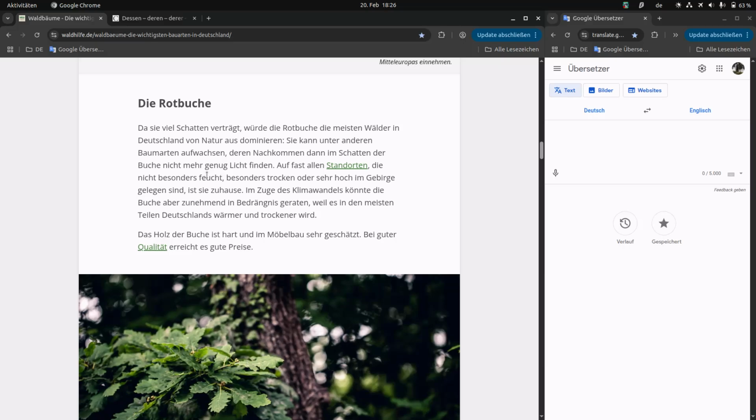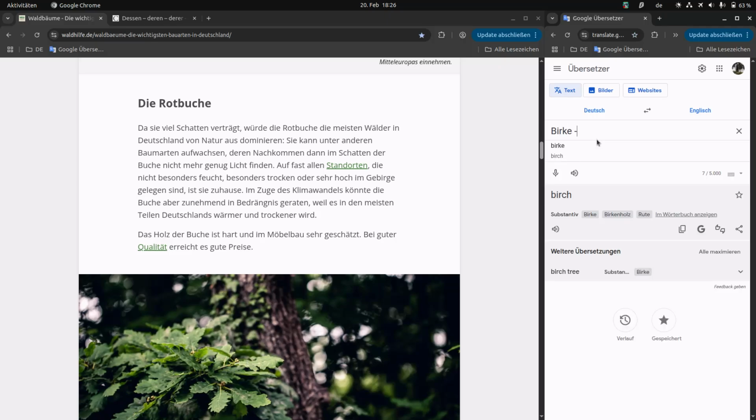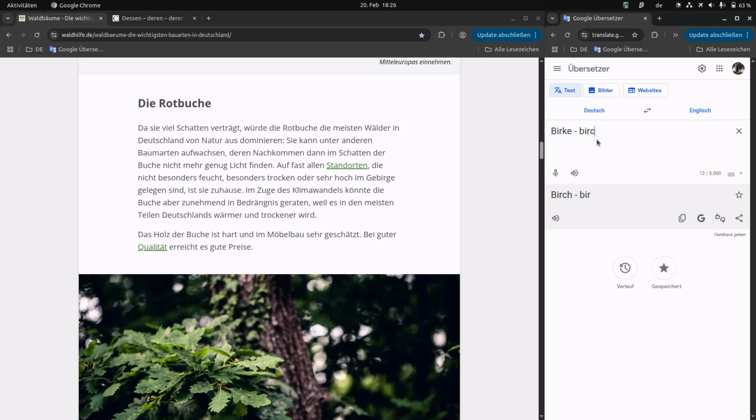beech in this case. Not to be confused with birch, because beech and birch sound very similar, but in German it's Birke. So this is birch, and Buche is beech. And im Schatten der Buche, in the shadow of the beech. Nicht mehr, not anymore. Mehr means more in general, but in this case it means anymore. Nicht mehr, not anymore. Genug, which means enough. Licht means light.